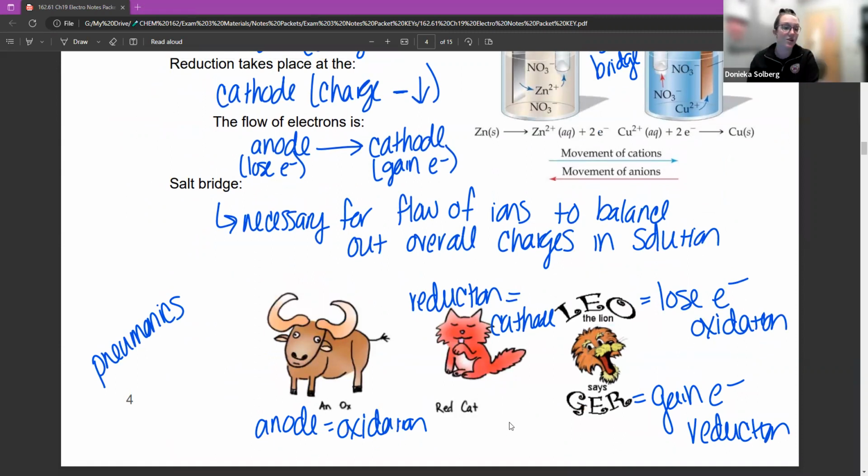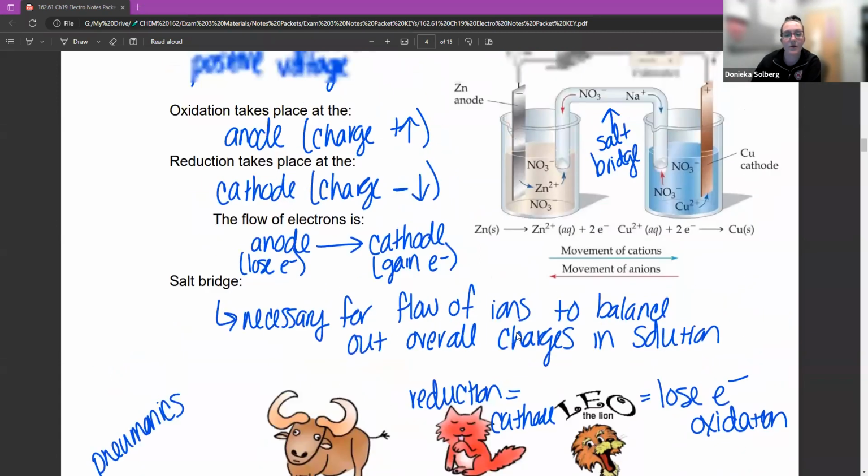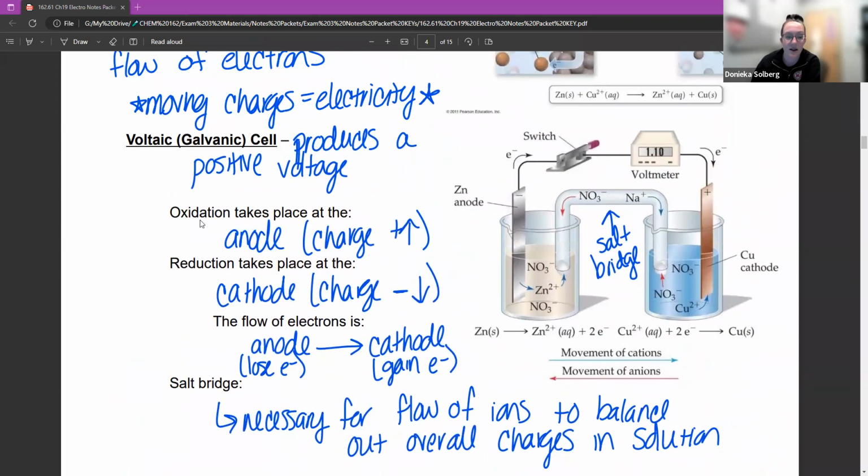And Leo the lion says grr, and he is a red cat. Meaning reduction occurs at the cathode. That's how we remember that the anode is oxidation, an ox, and reduction occurs at the cathode, a red cat. Okay, so when I'm labeling these, I would be like, okay, this is my cathode. That is where reduction is happening. This is my anode. This is where oxidation is happening. So zinc being oxidized, copper being reduced.